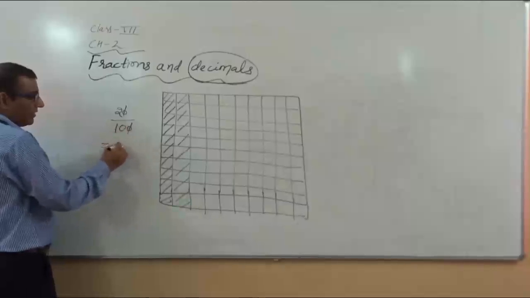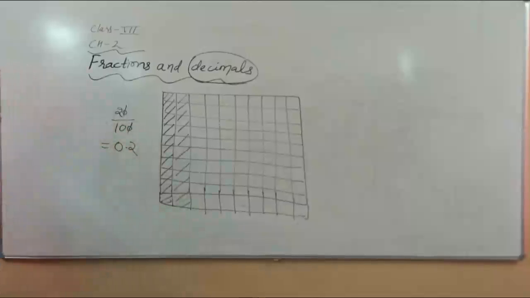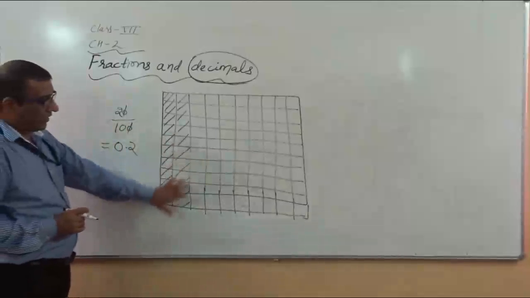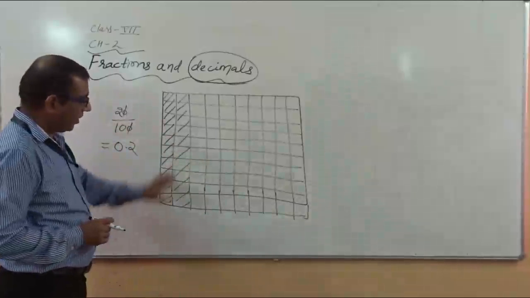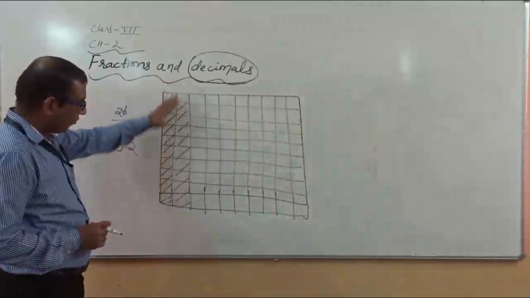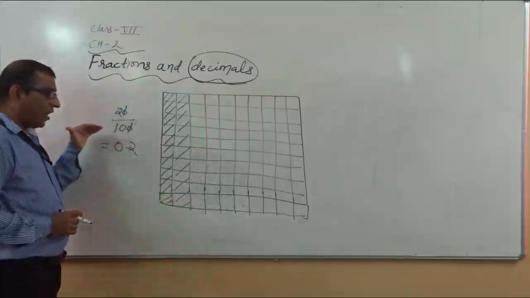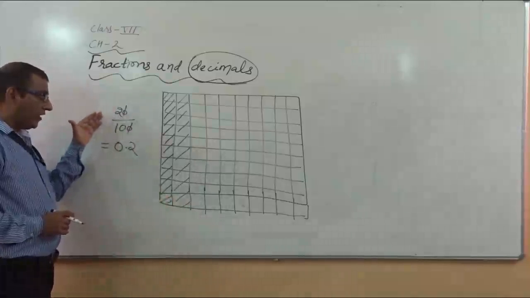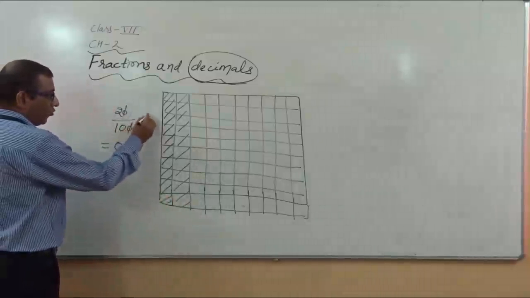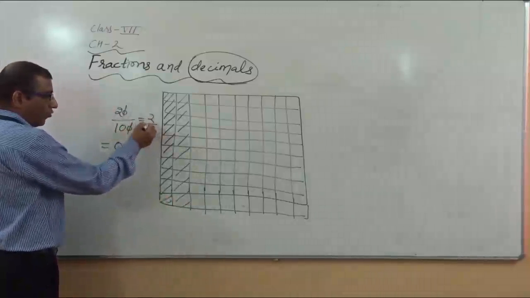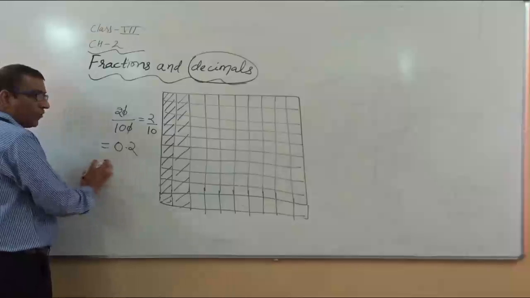It can be written as a decimal. If you see here, 100 small squares are there. Out of 100 small squares, 20 small squares are shaded. So we will write 20 out of 100, and when you solve it, you will get 2 upon 10. And when you solve 2 upon 10, you will get 0.2.